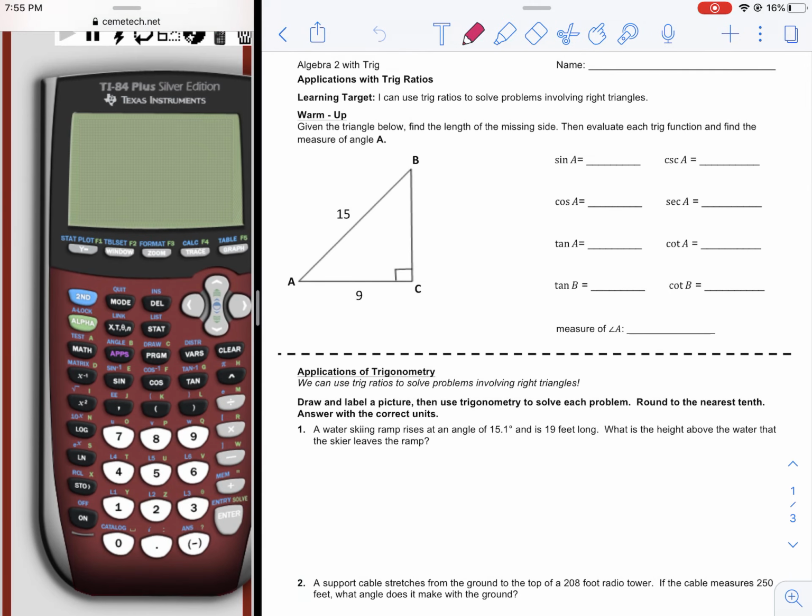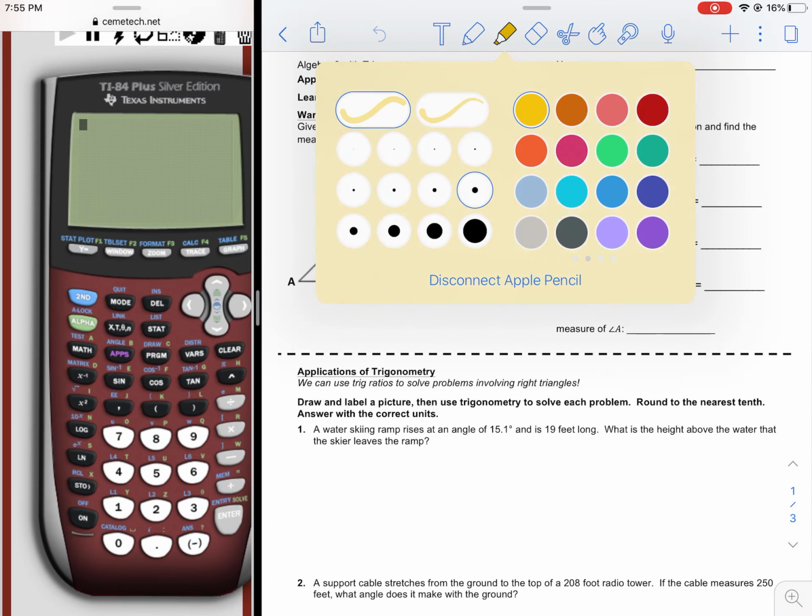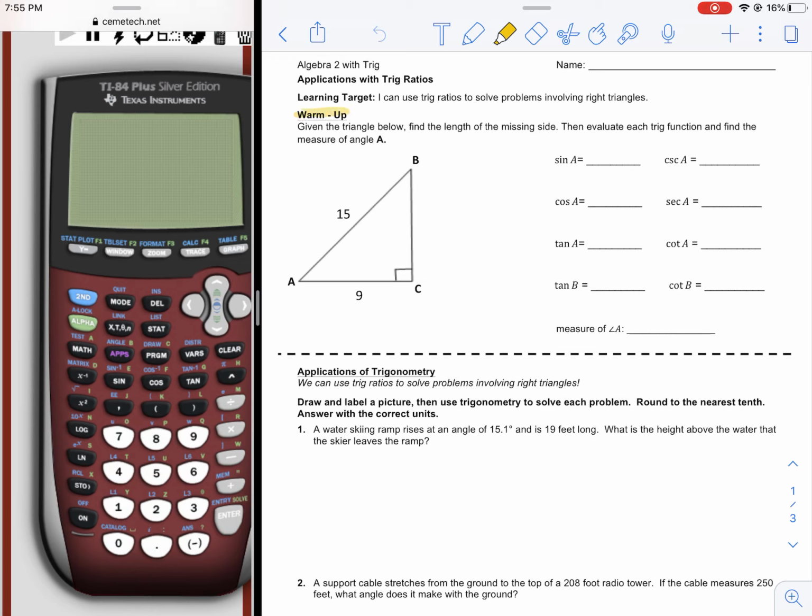I'm going to continue talking about trig functions today, and specifically we're going to talk about some applications of trigonometry. Before we get into the applications, we're going to do a quick warm-up. You can either pause the video and try the warm-up on your own, or if you want a refresher with me, I'm going to go ahead and explain how to find the 6 trig functions.